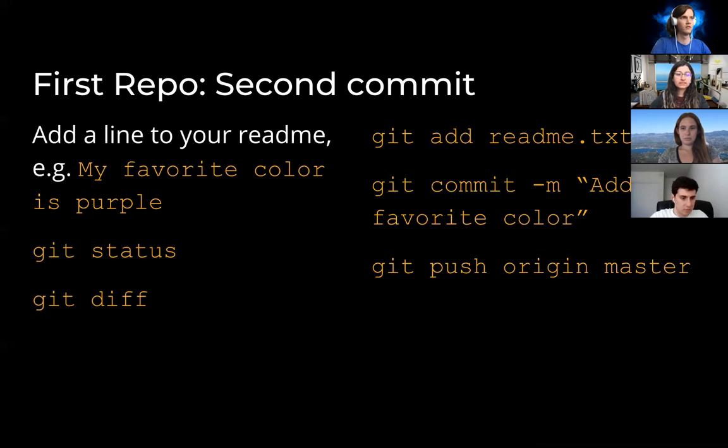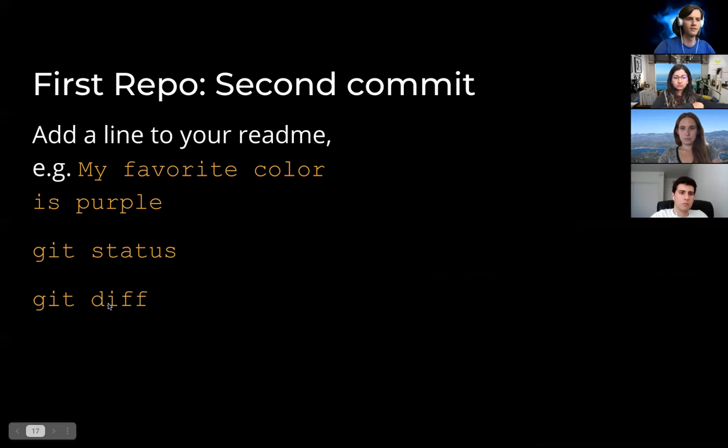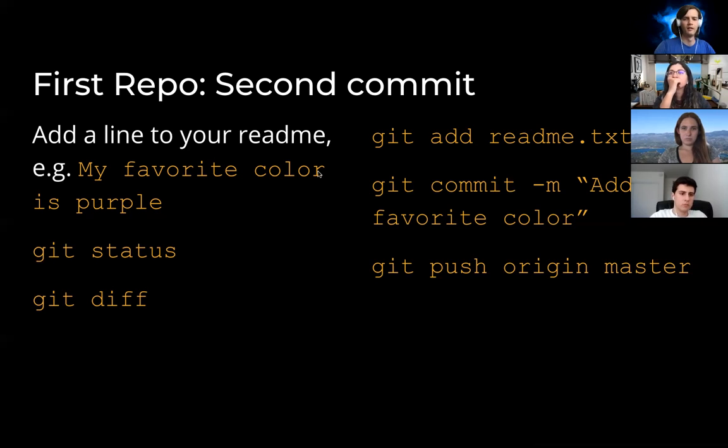Wait, what does git diff mean or do? So git diff, if you don't do these steps yet, git diff shows you the changes you made from now and your last commit. So it should just say that you added a line. Okay, cool. Thank you.